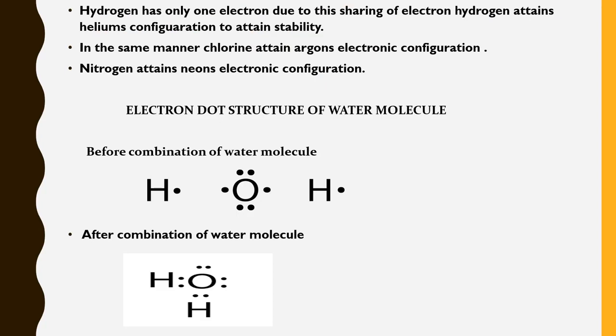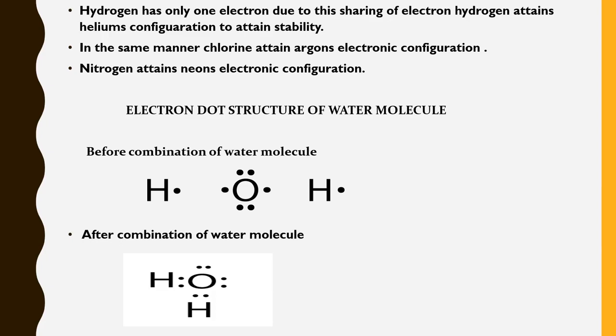While making a hydrogen molecule, hydrogen has only one electron. Due to this sharing of electrons, hydrogen attains helium's configuration to attain stability. In the same manner, chlorine atoms attain argon's electronic configuration to maintain stability, and nitrogen attains neon's electronic configuration to attain stability.